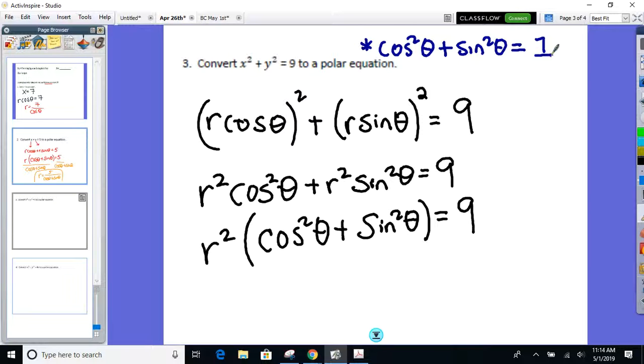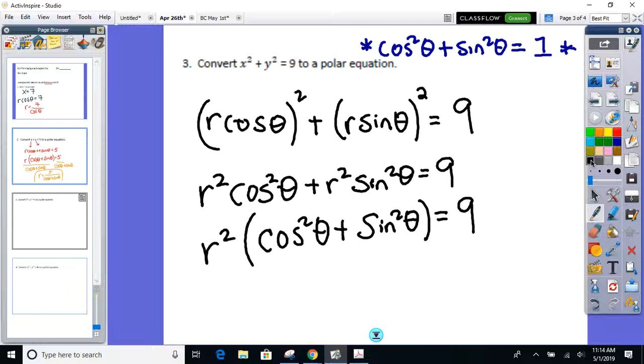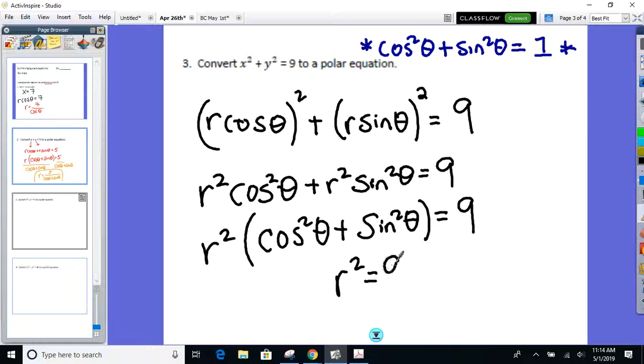That was it. Cosine squared plus sine squared equals 1. Make sure we remember that one. That's huge. So ready, what's this turn into? This is 1, right? R squared, cosine squared plus sine squared is 1. So what's left on the left side? R squared equals 9. Remember, you always have to solve it for R, not R squared.